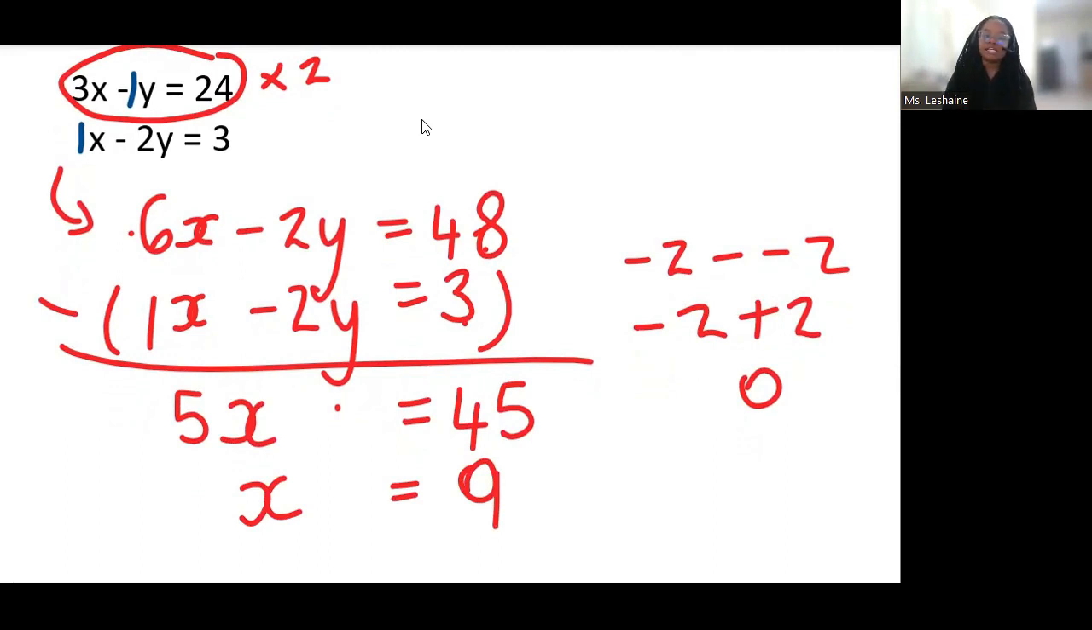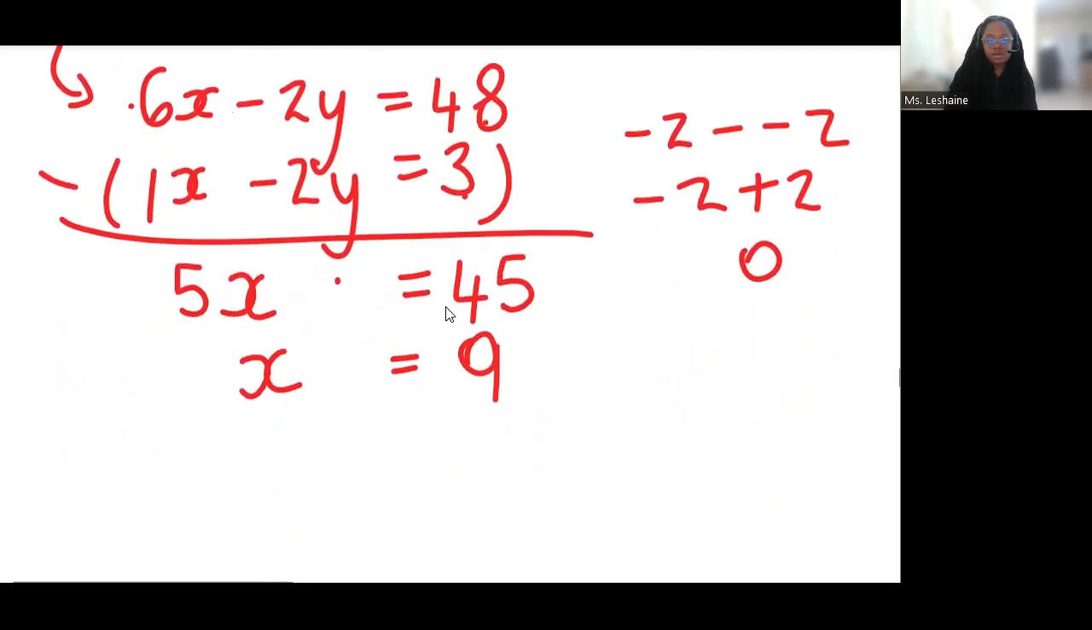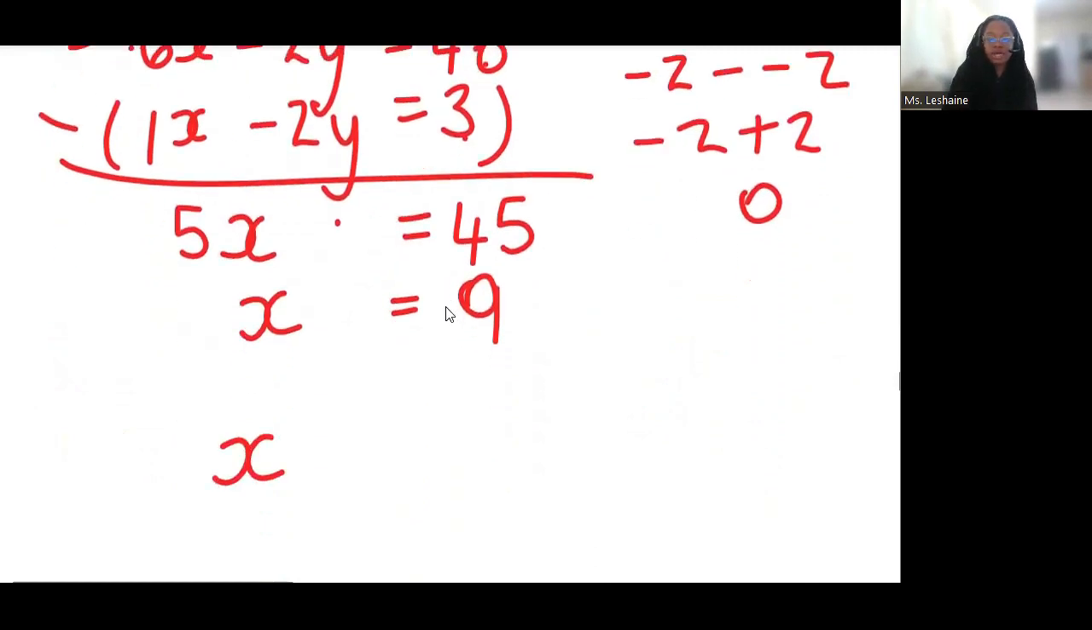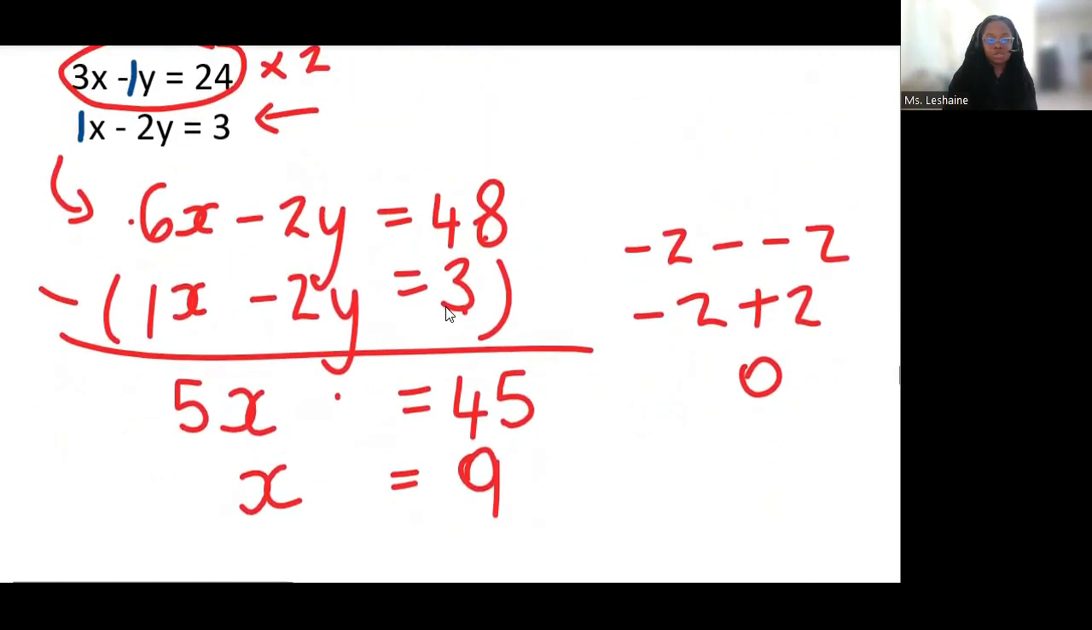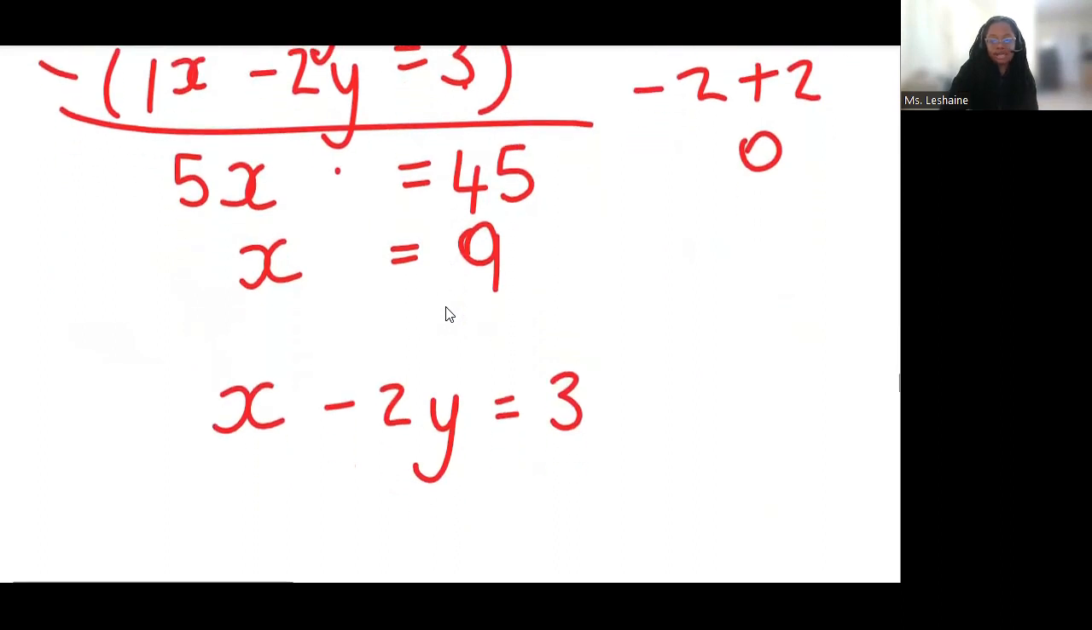Now I know what x is. Let's find what y is. Now remember, x is 9. So I'm going to choose to use one of these equations that I have here. Let me just use the one at the bottom because the numbers are smaller. So I am told that x, or 1x, minus 2y equals 3. So x is 9. So 9 minus 2y gives me a 3.